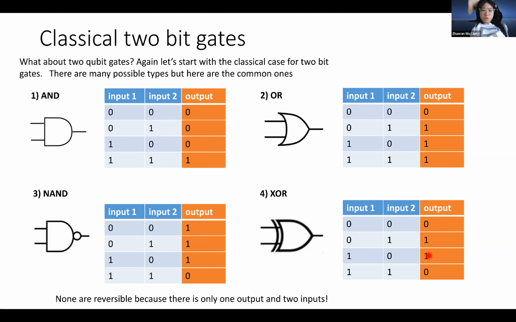I'm sorry, Professor. What is X? Like XOR? What is the X? Well, X stands for exclusive OR. So it just means it's exclusive, meaning strictly OR.